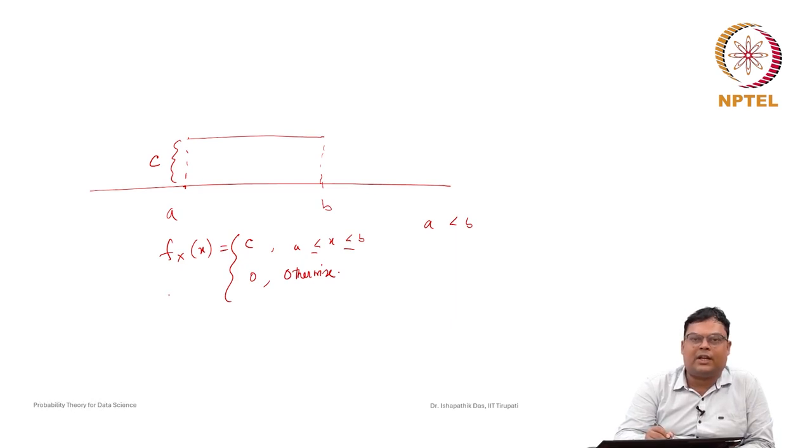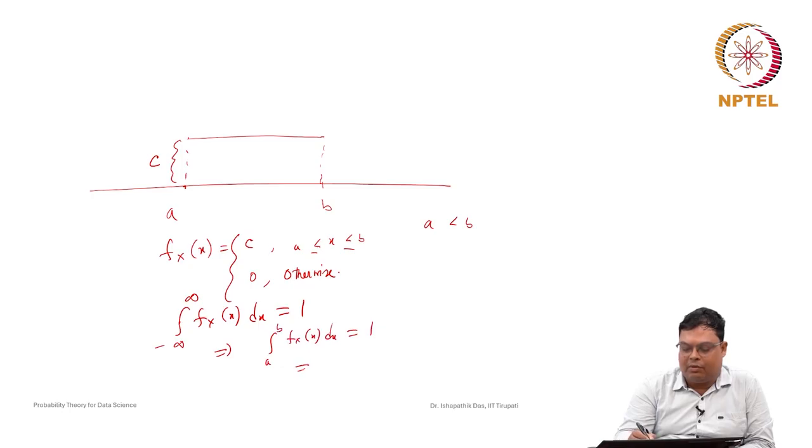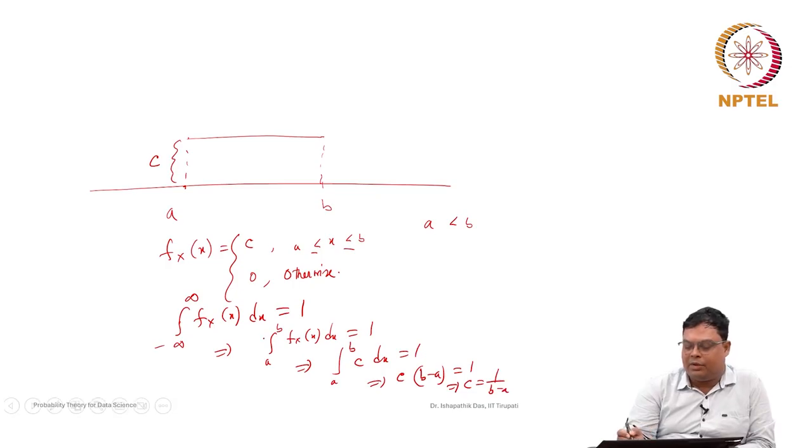Because it is a probability density function, it will satisfy all the properties of a probability density function. It is greater than or equal to 0, that is why c has to be greater than 0, otherwise it is 0. Also, the integration over minus infinity to plus infinity of f of x dx should be equal to 1. It is 0 outside this interval, which implies the integral from a to b of f of x dx equals 1. In this interval it is the constant c, so c into b minus a equals 1, which implies c equals 1 by b minus a. That is why, for a uniform distribution, c has to be 1 by b minus a.